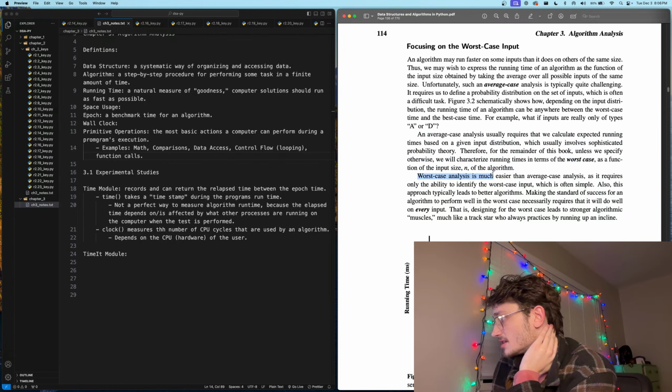Worst case analysis is much easier than average case analysis as it requires only the ability to identify the worst case input, which is often simple. Also, this approach typically leads to better algorithms. Making the standard of success for an algorithm to perform well in the worst case necessarily requires that it will do well on every input. That is, designing for the worst case leads to stronger algorithmic muscles, quote unquote, much like a track star who always practices by running up an incline.